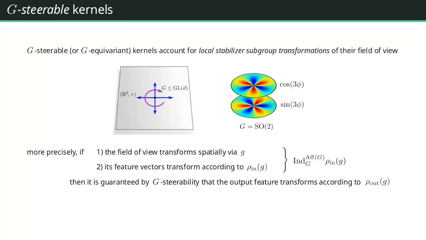If you got some response out before, and then you do this induced representation action on the field of view, you will get out a different response vector, which is C out dimensional, and which will transform according to rho out of G. And you will get that property at every single location. For every single field of view, you will get out a vector which will be steered according to rho out. This is what this G steerability in your kernel guarantees you.